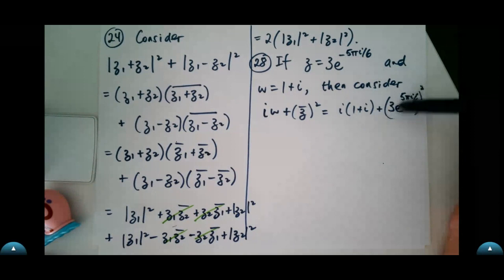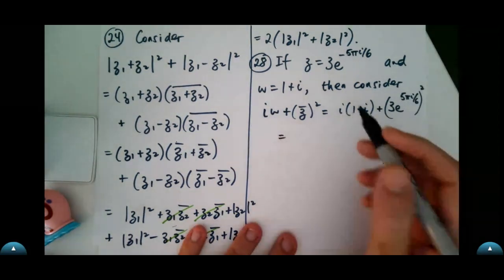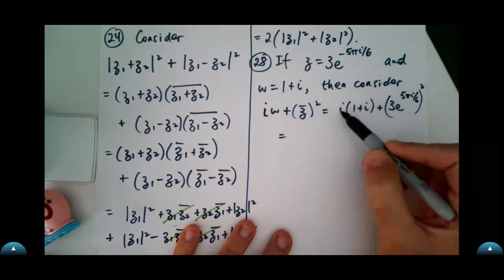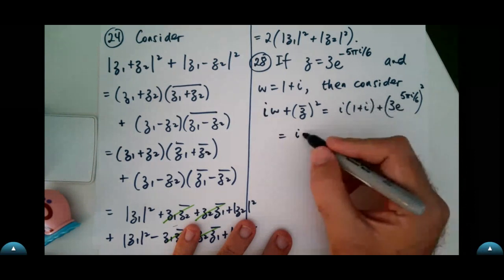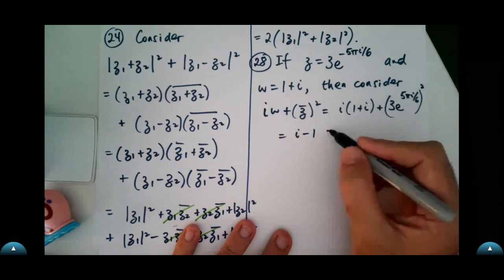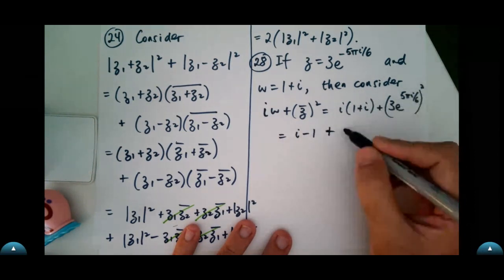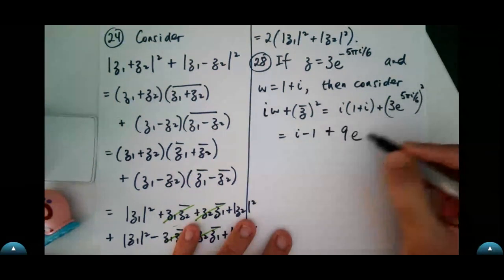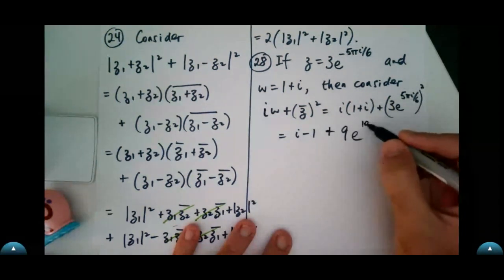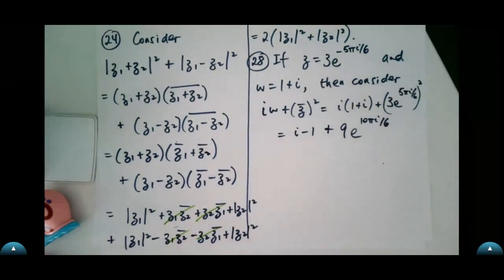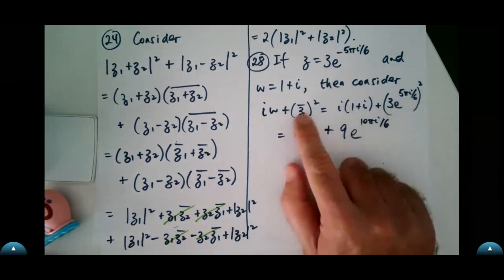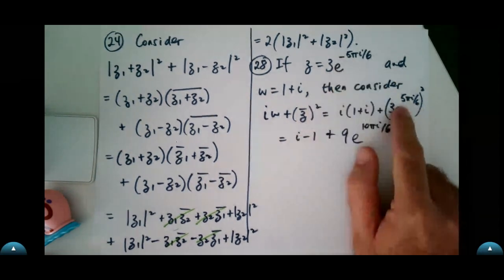Okay, so what about this thing here? We're going to get I plus I squared. So I squared is -1. And over here, it's going to be 3 squared times e to the, and you multiply 10 pi I on 6. Yeah, now we're taking the conjugate here, right? Negative.